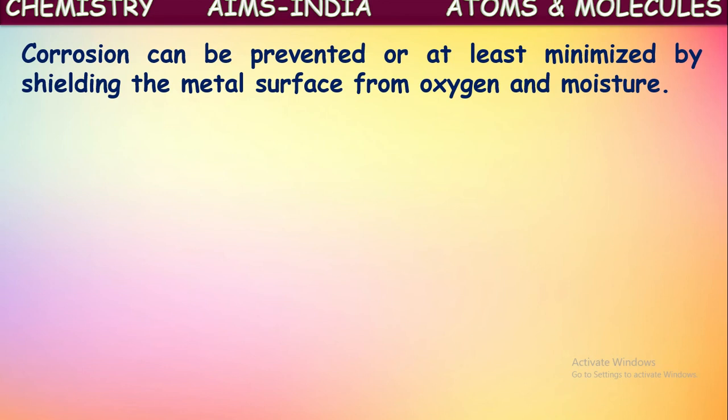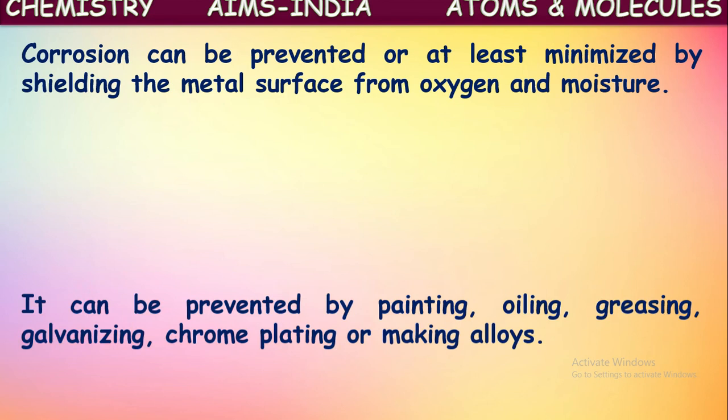This corrosion can be prevented or at least minimized by shielding the metal surface from the oxygen and moisture. Yes, we are telling this corrosion is formed due to the reaction of metal with atmospheric oxygen and moisture. So if we avoid these two, oxygen and moisture, coming in contact with the metals, then corrosion can be prevented, at least it can be minimized.